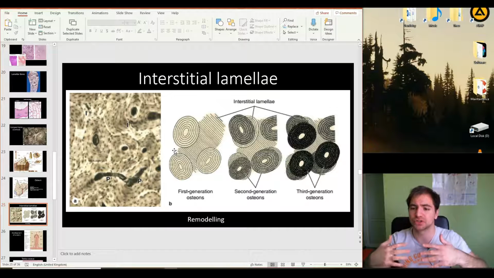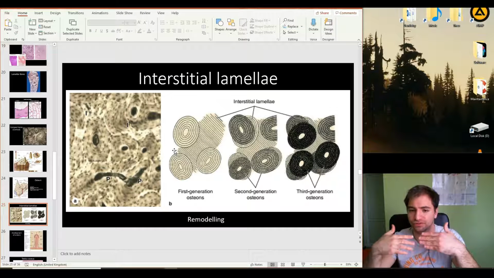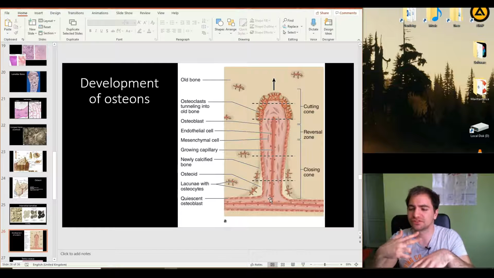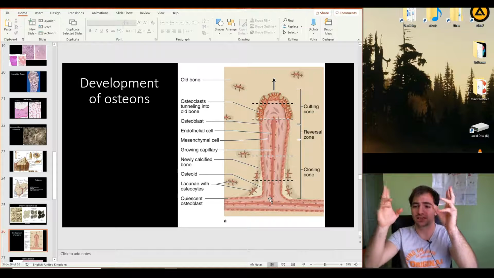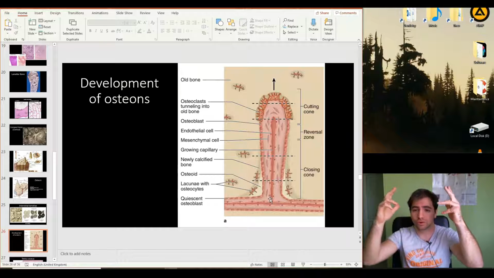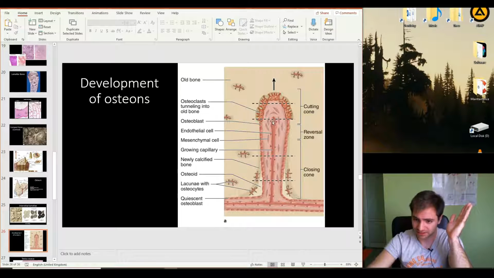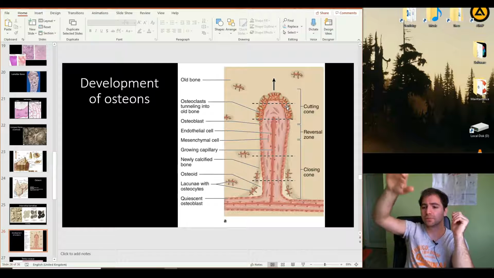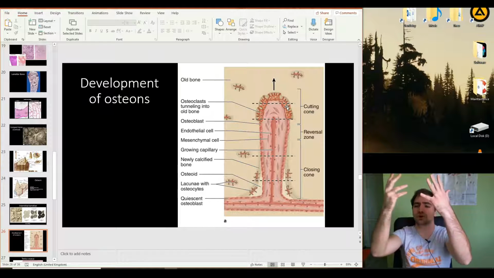This happens because we have continuous production of osteons. This is the unit that produces the osteons itself. It's nothing more than just 3 different cells. The osteoclasts that destroy the old bone, the endothelial cells that bring the vessels, and the osteoblasts in the lower part of the tube. So the top part practically destroys the pre-existing bone.